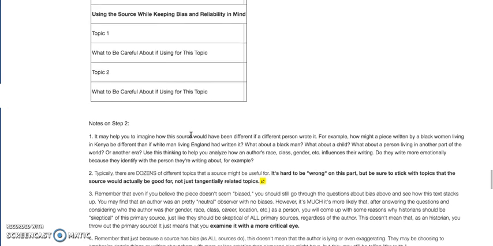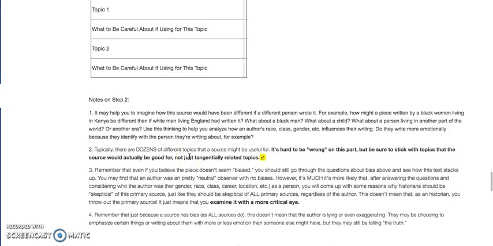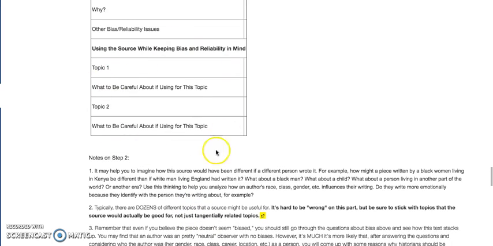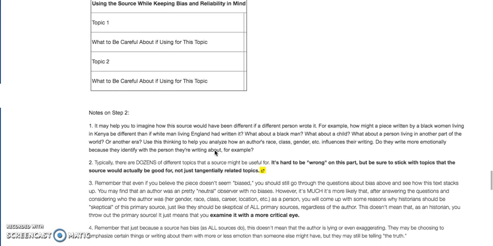You'll fill it in on the chart that you're going to copy and paste. Here are just some notes that might help you. Think about how the source might be different if this were a different person who wrote it or created it. So if you're reading a diary from a black woman living in Kenya, how might that diary have been different if a white man living in England had written it? You can think about that in order to help you with some of the questions above. For this part here, when you're thinking of different research topics that the source might be useful for, think about the fact that you could use one source for about a million different topics.